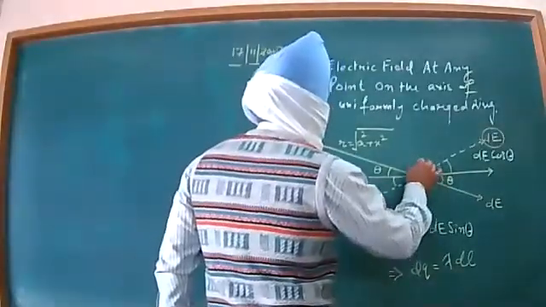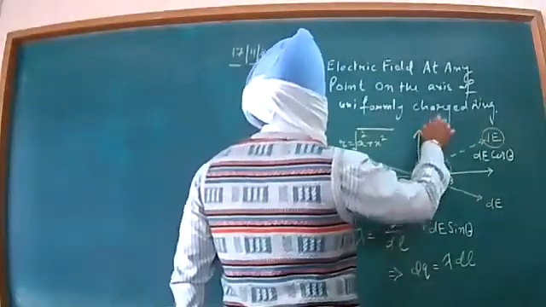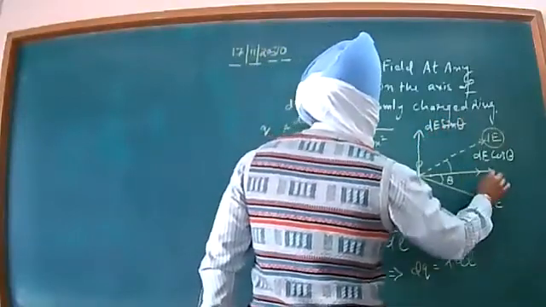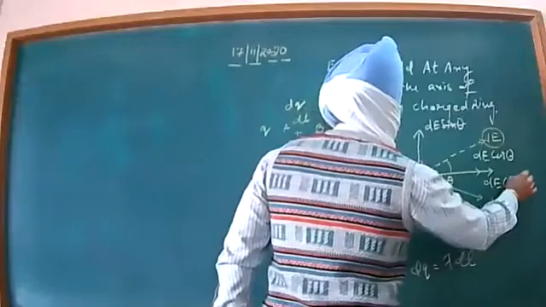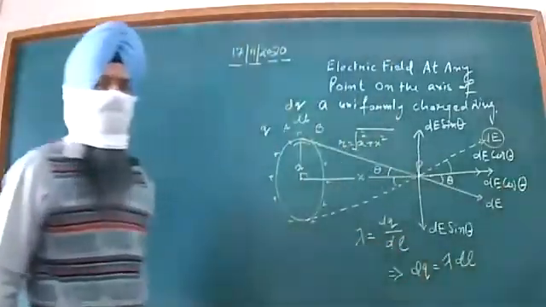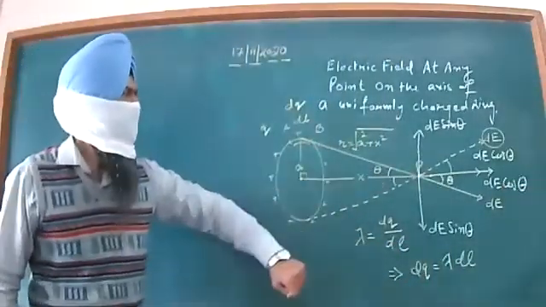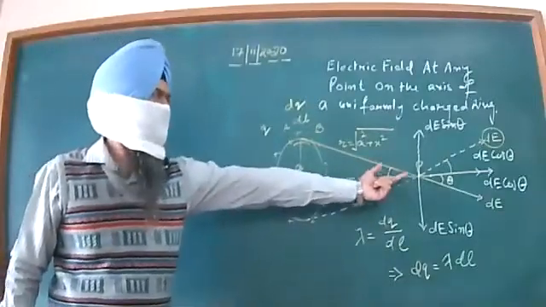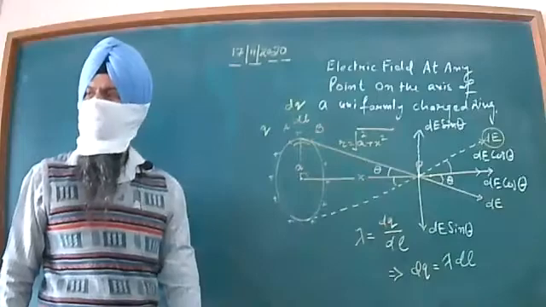So dear students, this is your dE sine theta, and here it will be your dE cos of angle theta. This is the representation of the electric field intensity at any point on the axis of the ring.